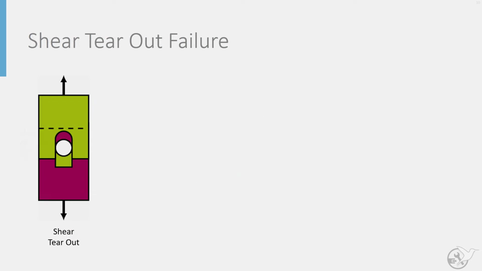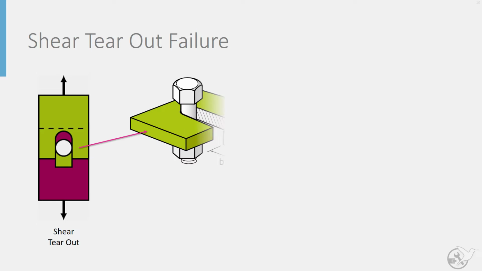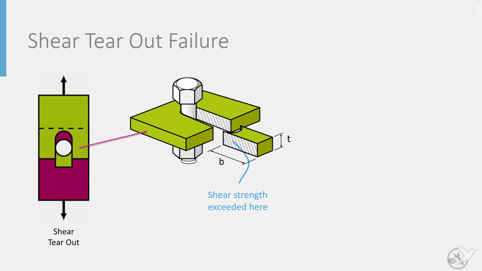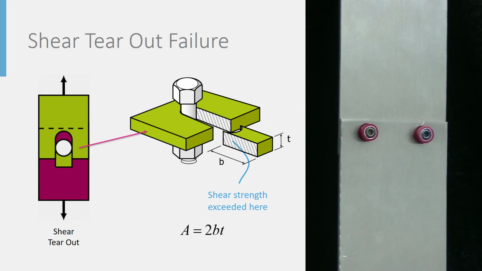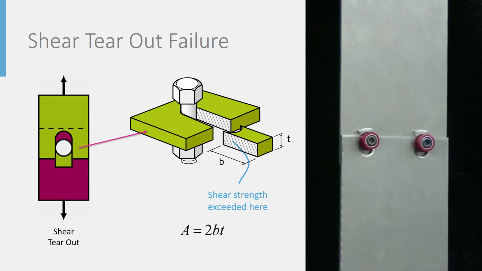If load passes the net section without failure, it has to flow around the fastener, creating a region of high shear on either side of the fastener. If the fastener is too close to the edge of the sheet, the area that can resist this shear load can be small enough that the ultimate shear strength of the sheet material is reached. This results in a failure mode known as shear tear-out, where these high shear stresses effectively cause the fastener to tear a portion of the sheet completely out of the joint.